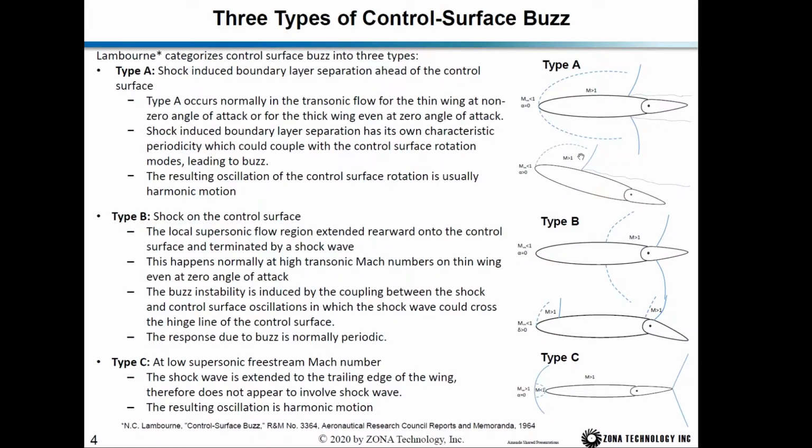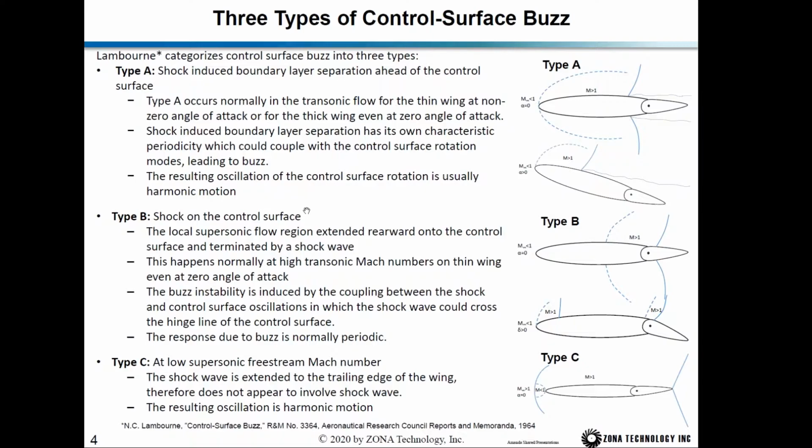The first one is called type A. Type A buzz occurs normally in transonic flow for a thin wing at a non-zero angle of attack, or for a thick wing even at a zero angle of attack. The shock of type A buzz never crosses the hinge line of the control surface. Type A buzz is induced by the shock-induced boundary layer separation, and this separation has its own characteristic periodicity, which could couple with the control surface rotation mode, leading to buzz. The resulting oscillation of the control surface rotation is usually harmonic motion.